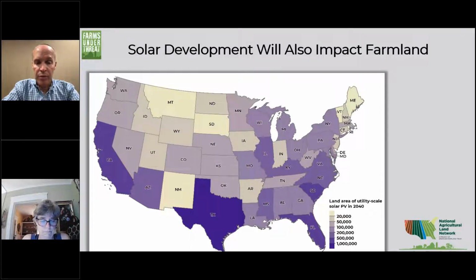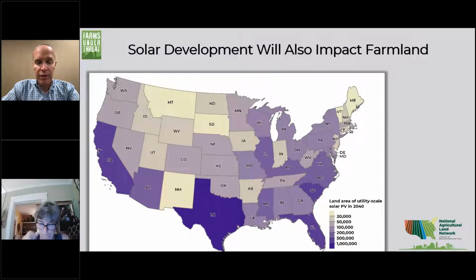This map shows the projected acres of utility scale solar photovoltaics energy generation facilities by state in 2040. This data comes from the decarbonization with electrification scenario of the United States Department of Energy's Solar Future Study. That study estimates that the need will be 7.4 million acres of utility scale solar in place by 2040 to meet the Biden administration's energy goal.